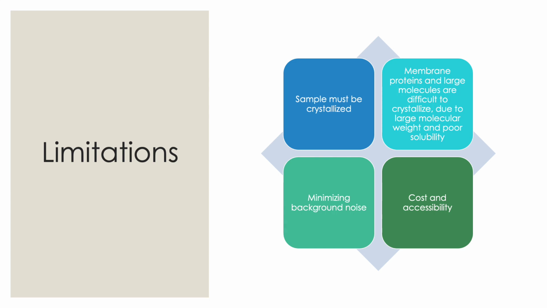Third one is minimizing background noise. The diffraction patterns produced by X-rays passing through a crystal contain signal and noise, and separating the two can be very challenging. The noise can lead to inaccuracies in determining the structure, and it can also make data analysis more complex. Lastly, cost and accessibility. Equipment is costly, and it may take several attempts to crystallize a protein, so it might not even work on the first attempt.